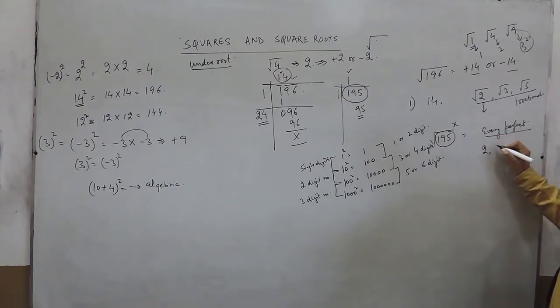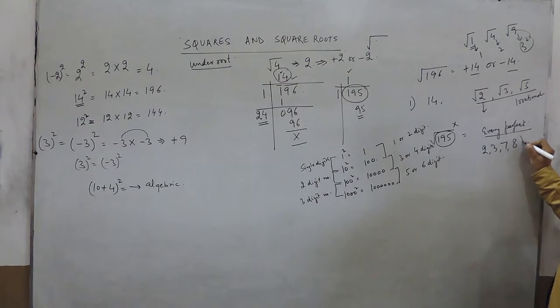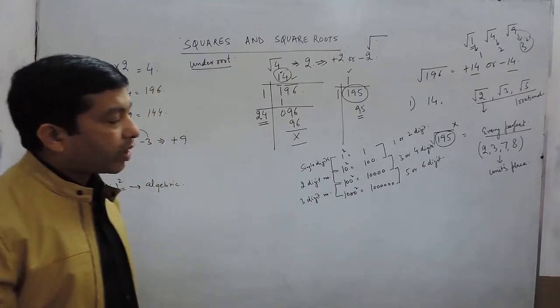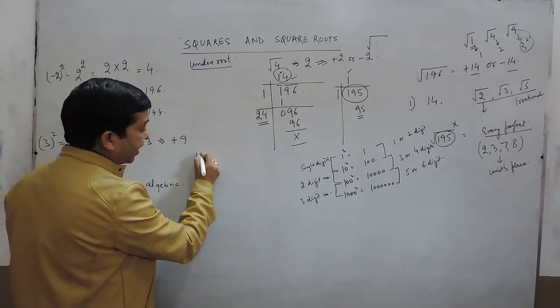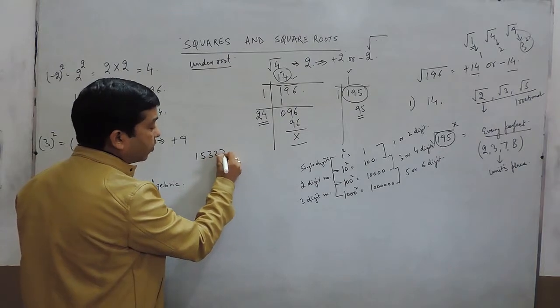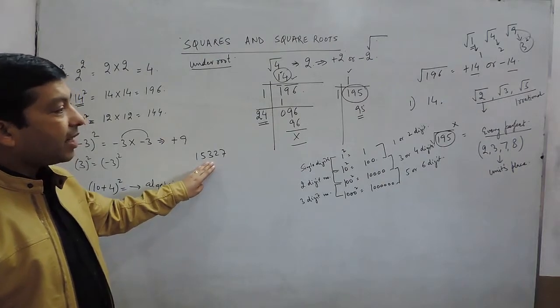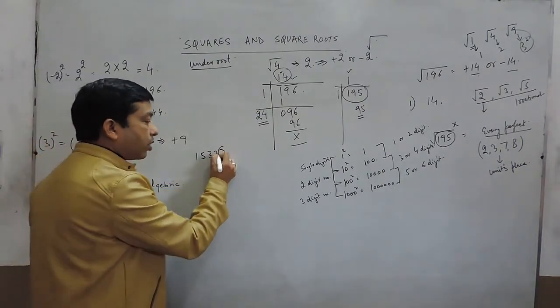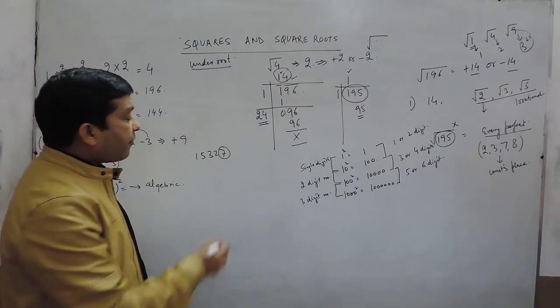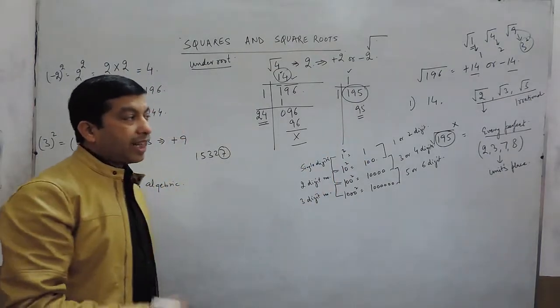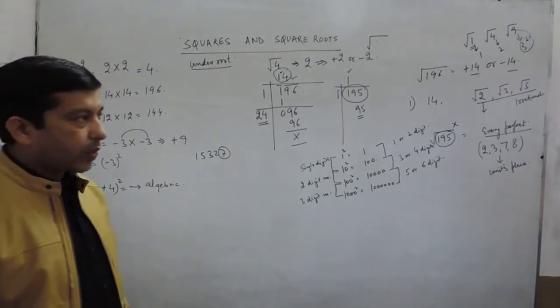The second thing is that no perfect square can have 2, 3, 7 or 8 at the units place. So if there is a number like 15327, and we have to see whether it is a perfect square or not, we are very clear that this number is not a perfect square because the unit digit is 7. If there is any number whose unit digit is 2, 3, 7 or 8, definitely we can say they are not perfect squares.